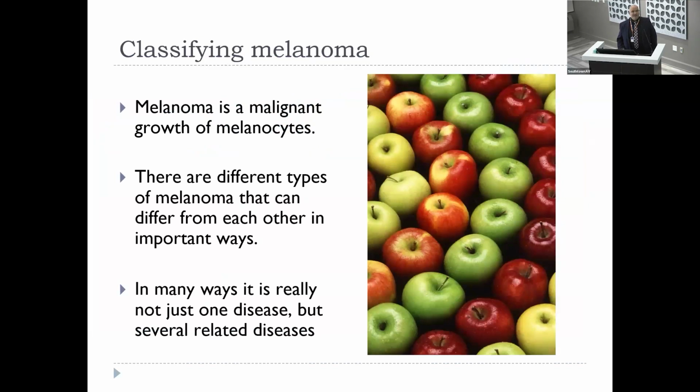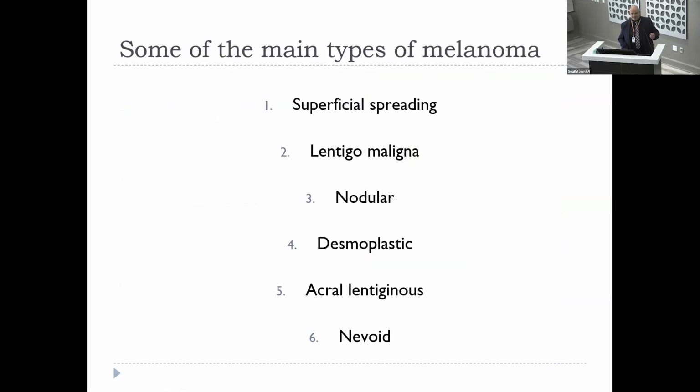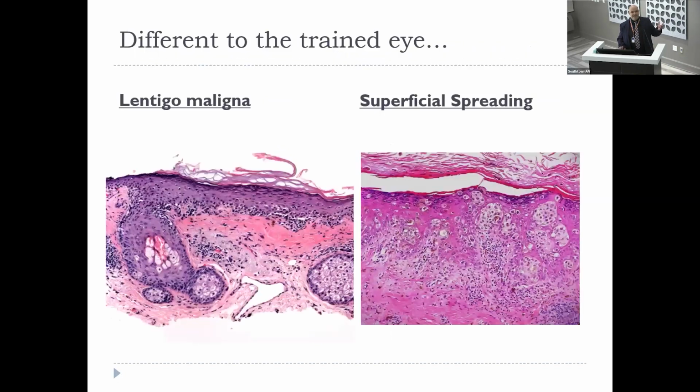So melanoma is considered to be not even one disease, but several related diseases. Same as you see here, the apples, they're all apples, but some are red, some are yellowish. There are different types of melanoma that you can recognize under the microscope. It's been discussed, various types, and I'm not going to go into the details, but just show you an example. This is a lentigo maligna and a superficial spreading melanoma.